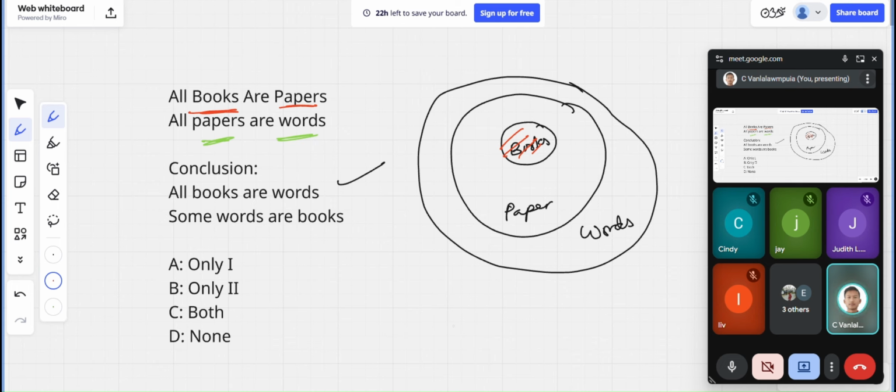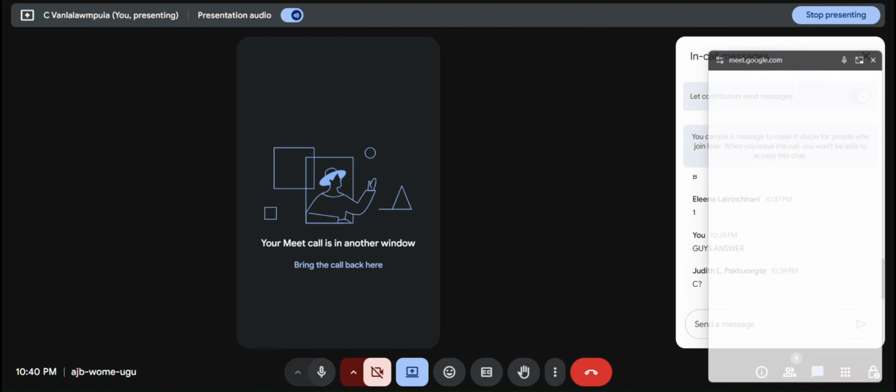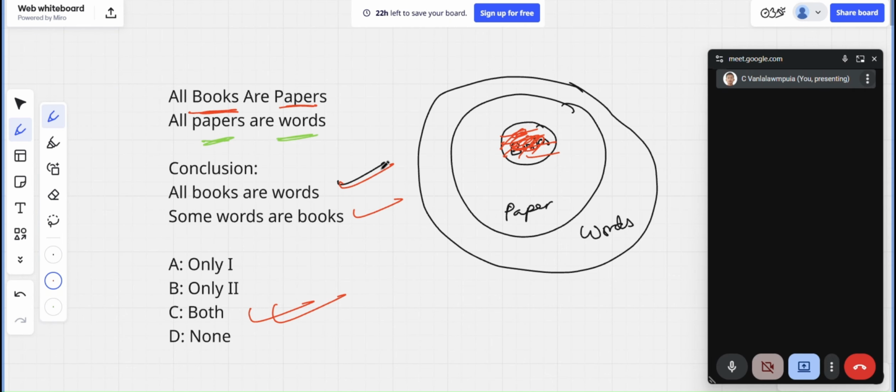Obviously, this is also true, right? Why? Because, see, words is encircling the whole thing. Words is very big, so at least some of the words will be books, because it is inside this hemisphere. So both of these are true, and the answer is definitely both. Both of the conclusions are true. So Elena, you're right. It's correct. So we'll move on now.